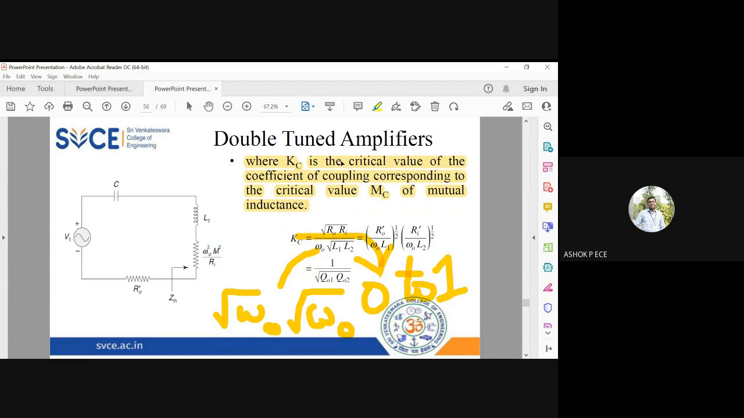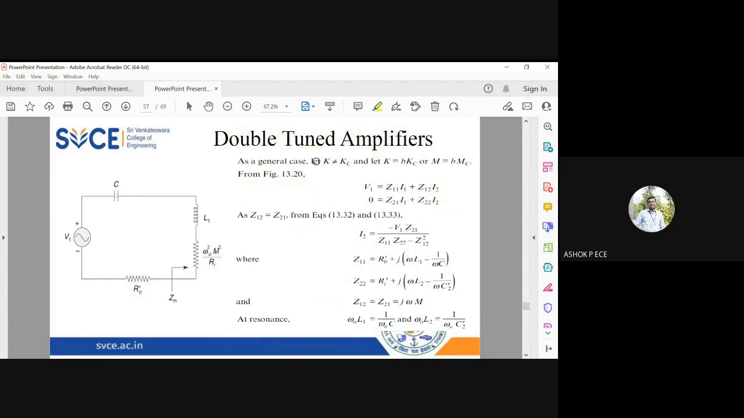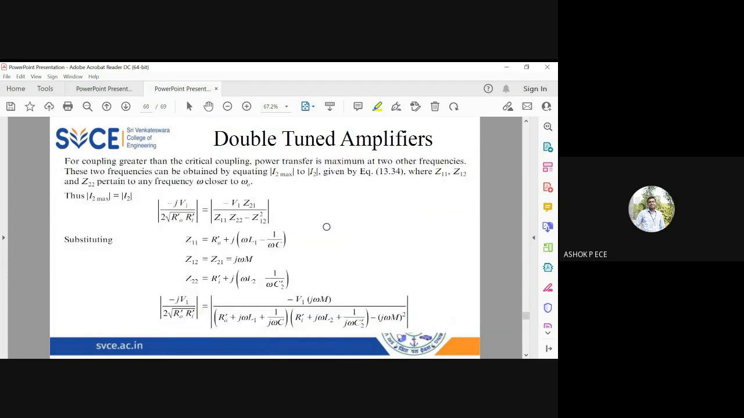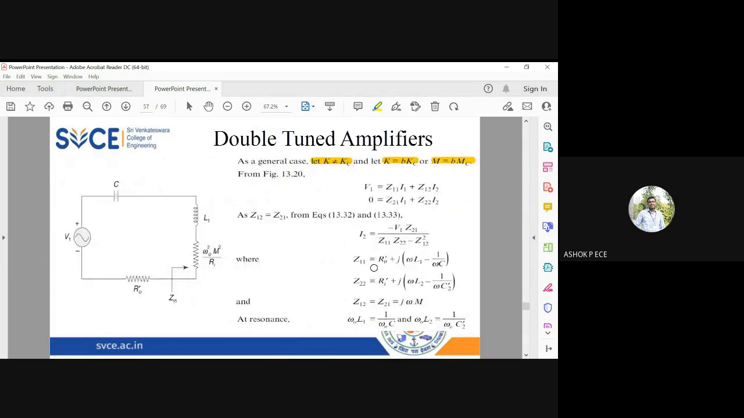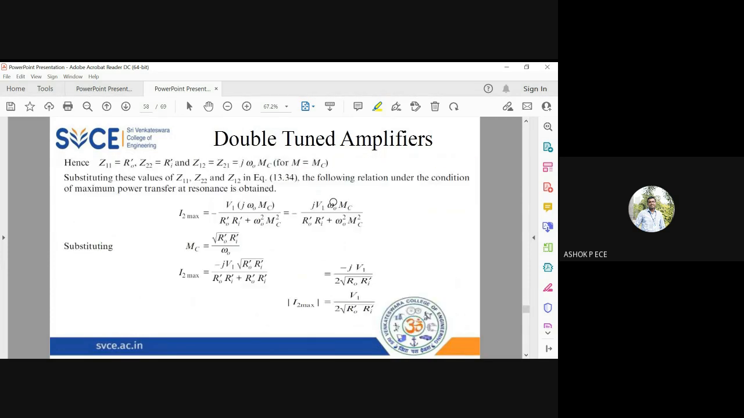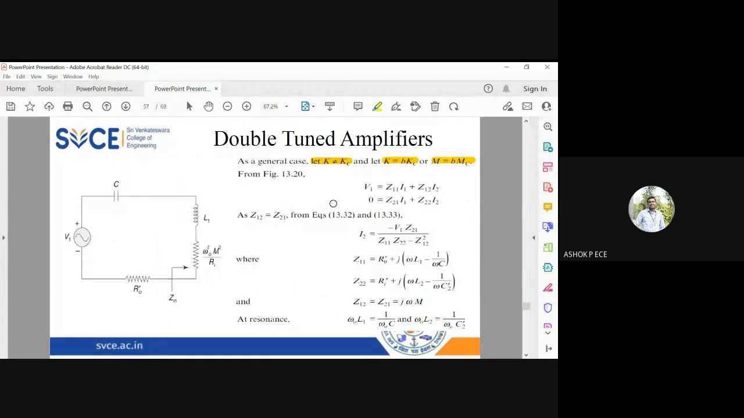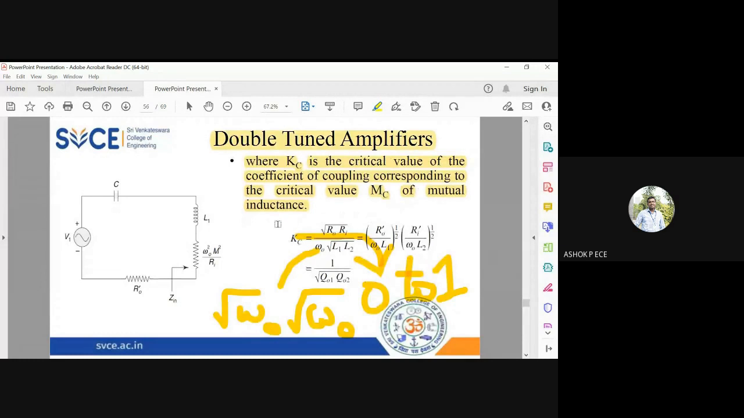At the critical value of coupling, we have found out the value of MC and the value of Kc. Now the next stage, we are going to do the same thing for the other, general case, where the coefficient of coupling is not critical and the inductance is not critical. So I am going to do it for a generalized case. Again, this is a big derivation, so I think it is not advisable to continue because it will take another half an hour. So what we have done is we have just stopped with finding out the critical coefficient of coupling and the critical value of mutual inductance.